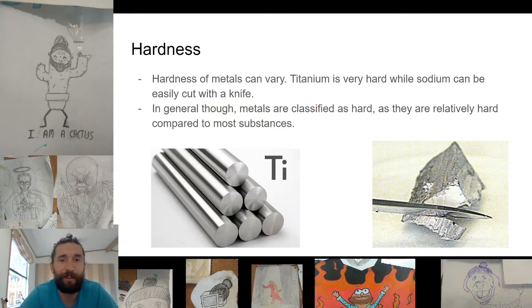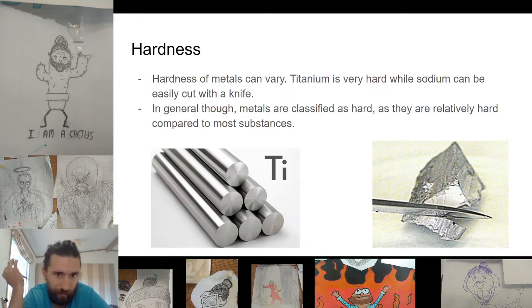Next feature is hardness. This one you probably will not be asked in the test because it does vary a bit. So it says hardness of metals can vary. Titanium, very hard, while sodium on the right there, it's pretty soft. You can just cut it with a knife. In general, though, they're usually quite hard. Of course, there are exceptions.